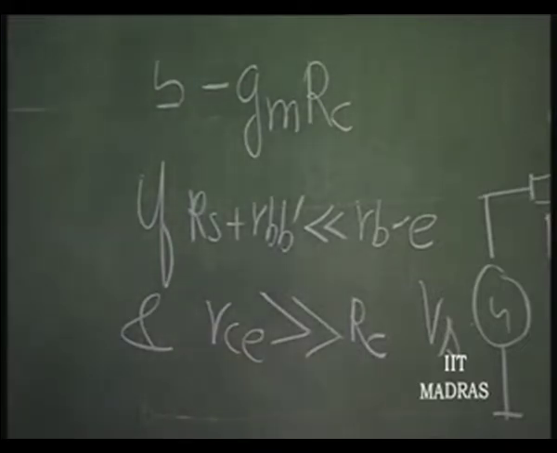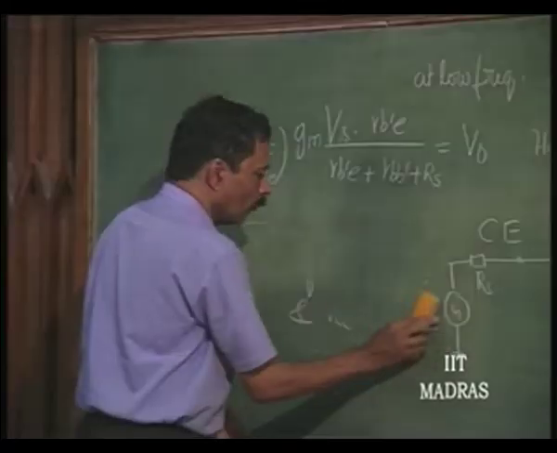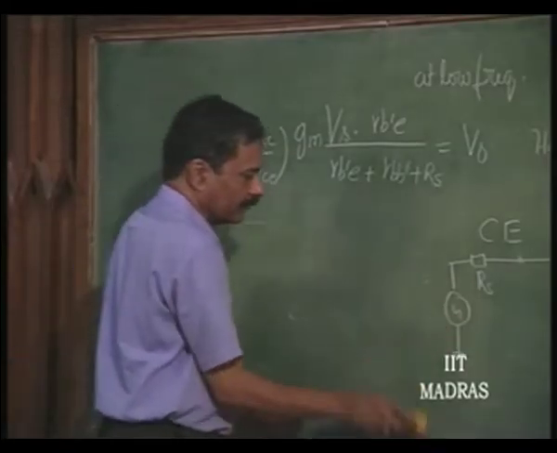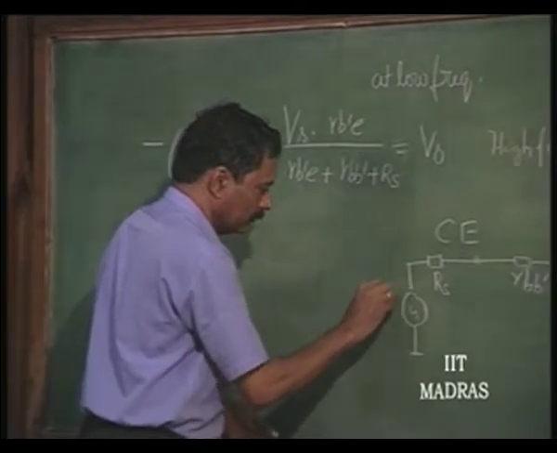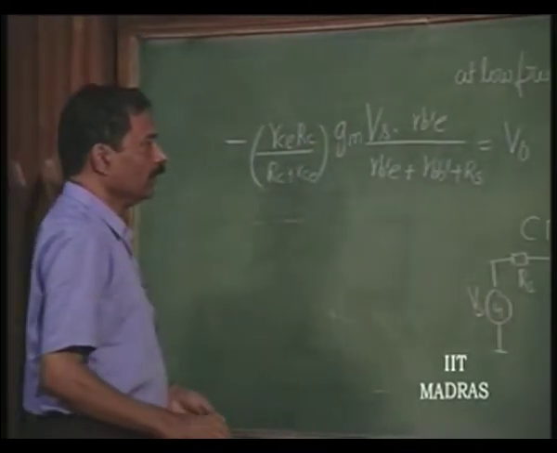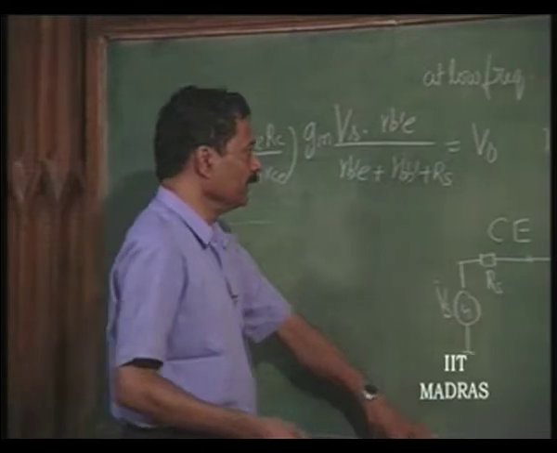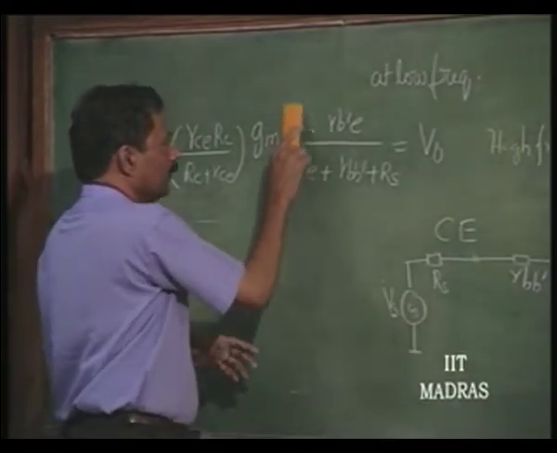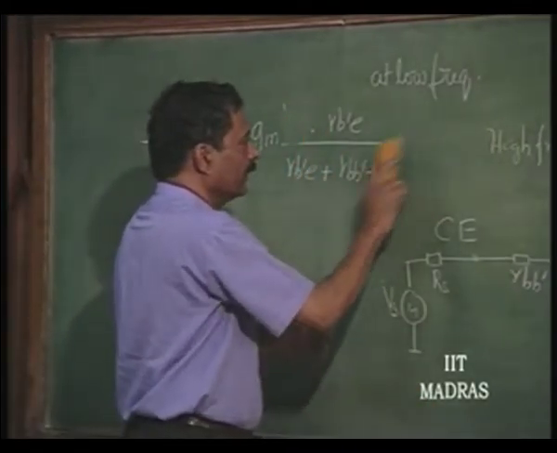Now, what happens at high frequencies? So, I would like to obtain V naught over Vs at high frequencies.